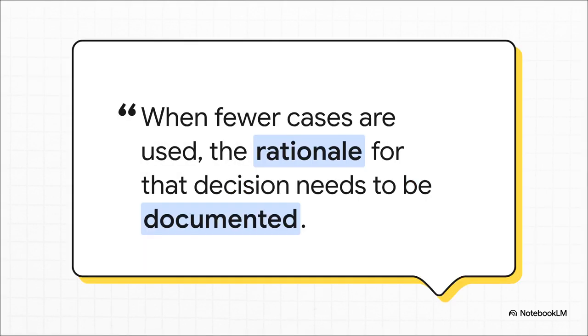Now, the guidelines are smart. They know that sometimes, especially with rare diseases, finding 40 cases is just not going to happen. So, they build in some flexibility. The lab medical director can decide to use fewer cases, but, and this is the important part, they have to write down why. There needs to be a clear, documented rationale for that decision. It's about being practical, but still being accountable.